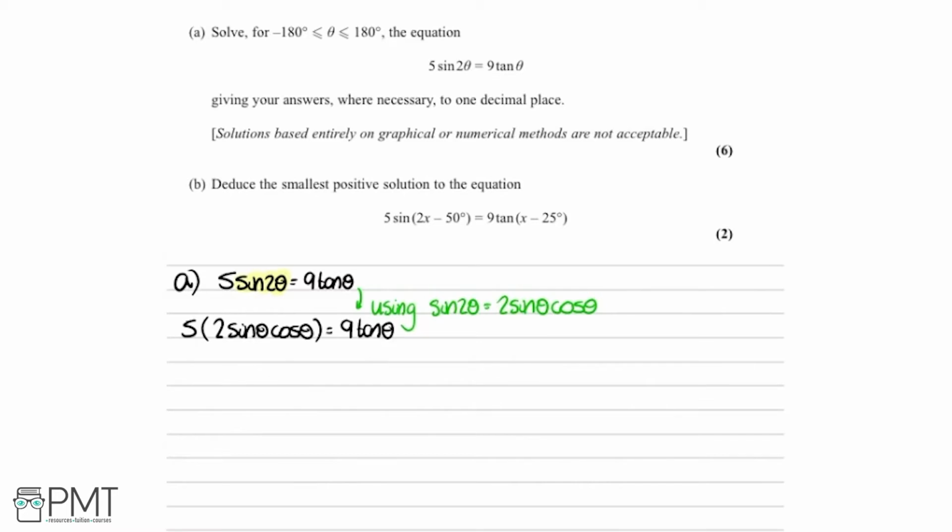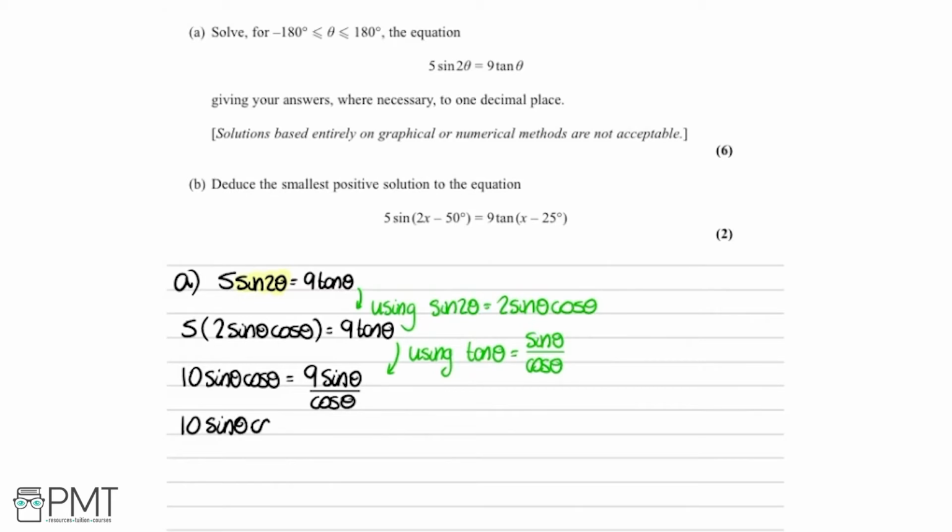And the next thing that jumps out to me is that it's quite busy. We've got sine theta, cos theta, and tan theta. So to simplify it down a little bit, I'm going to replace tan theta with sine theta over cos theta. We can rewrite this, and I'm going to multiply out the bracket at the same time. Right, so now I want to get rid of this fraction here, so I'm going to multiply both sides by cos theta. So we're left with 10 sine theta cos squared theta equals 9 sine theta.